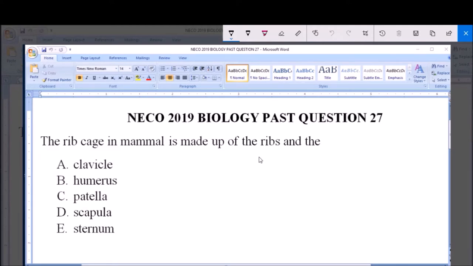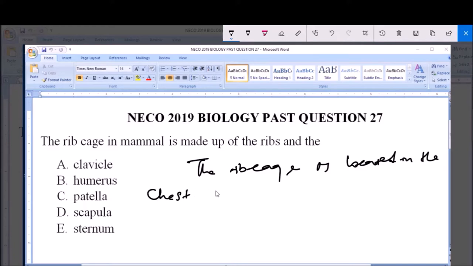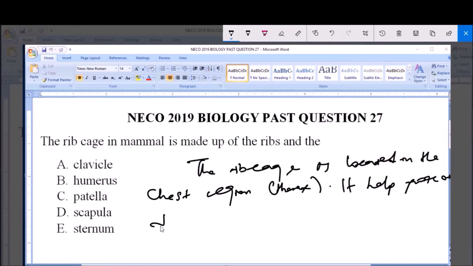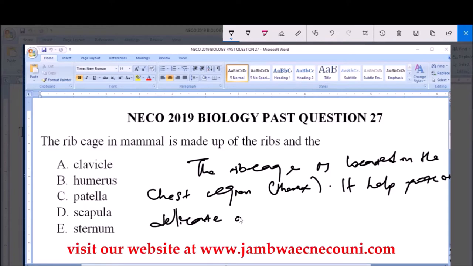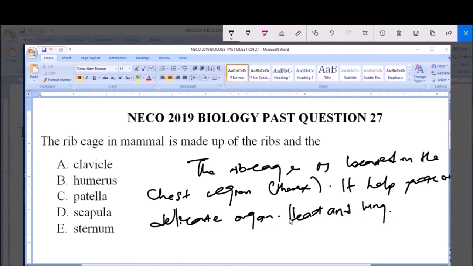Now the question is, the rib cage in mammal is made up of the ribs and D. Now, the rib cage is located in the chest region. We call it the thorax, the chest region, and it helps protect delicate organs in this region. These organs include the heart majorly and the two lungs, that's the right and the left lungs. So the rib cage helps to protect the heart and the lungs.